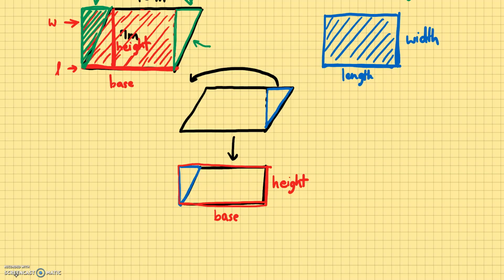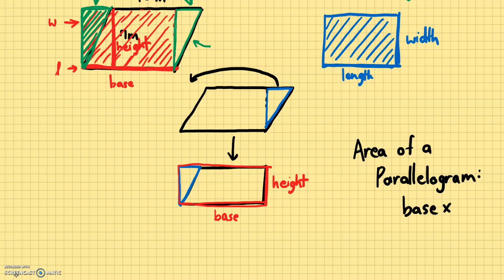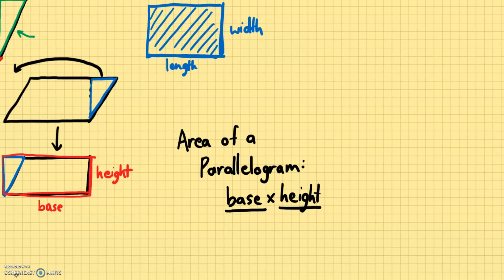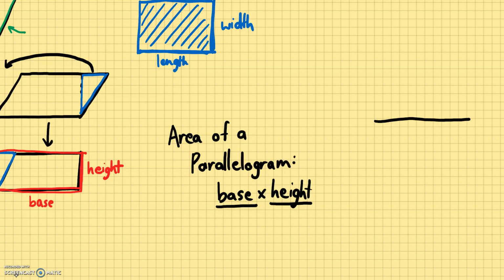So the formula for the area of a parallelogram would be the base times the height. But you need to be careful in knowing what the base and the height is. Let me scoot my board over to this side. Given a parallelogram, this side, the blue side, would be the base.